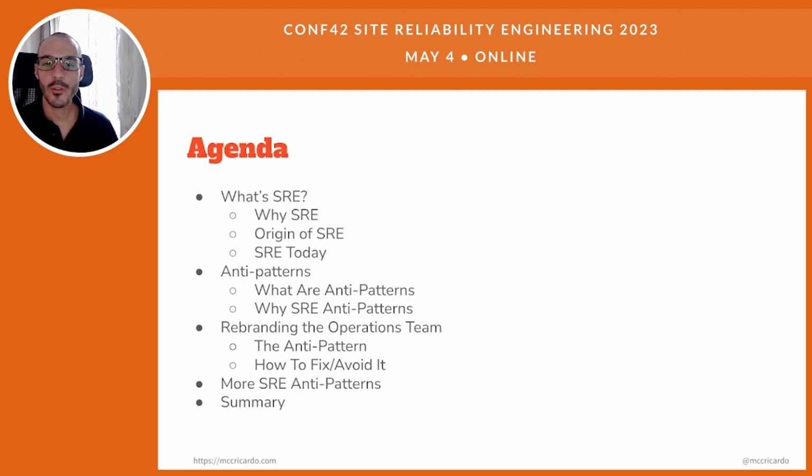We're going to briefly touch on what SRE is, where it came to be and what it looks like today. We're going to briefly describe what anti-patterns are and why of the SRE anti-patterns. And then we're going to touch on the SRE anti-pattern that we're going to discuss today, which is Rebranding the operations team. We're going to talk about the anti-pattern itself and how to fix or avoid it. And before I leave you, I'll talk to you about some more SRE anti-patterns that I usually give talks about.